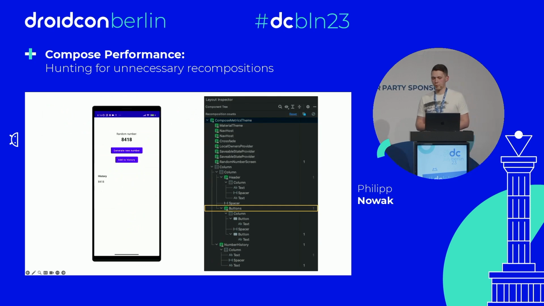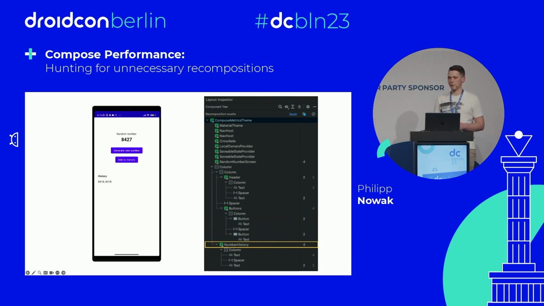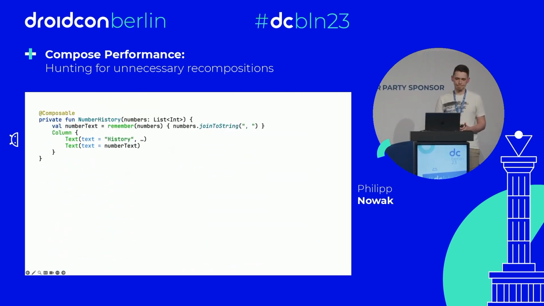As you can see, all the recompositions for the buttons composable turned into skipped recompositions, and we also eliminated the recompositions which occurred for the other button of the two as soon as I clicked on one. But what you can also see is I only clicked 2 times on every button, and the number history composable has a recomposition count of 4. Clicking the Generate New Number button shouldn't affect the number history, right? So let's have a closer look at our number history composable.